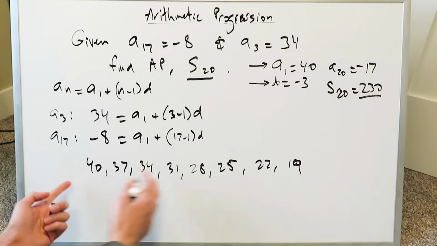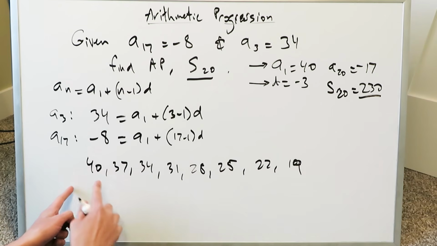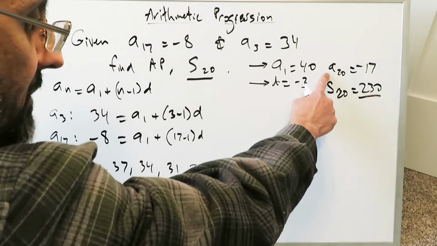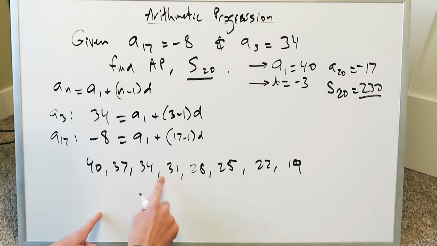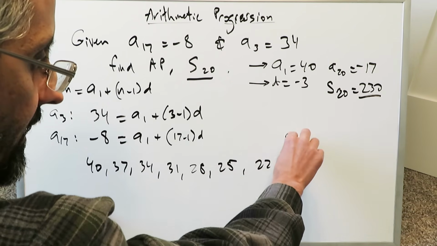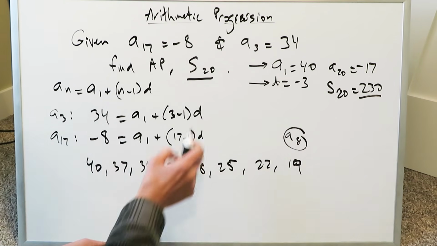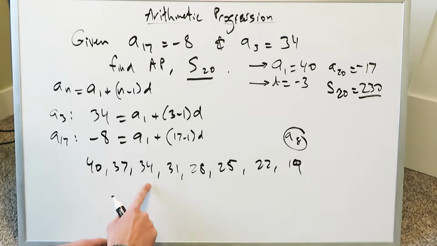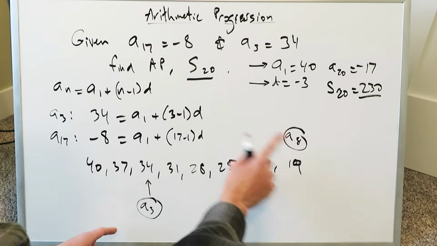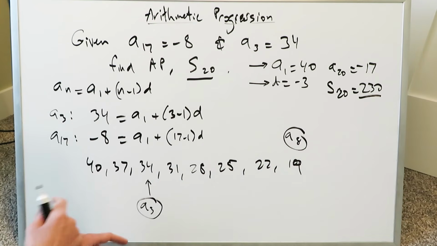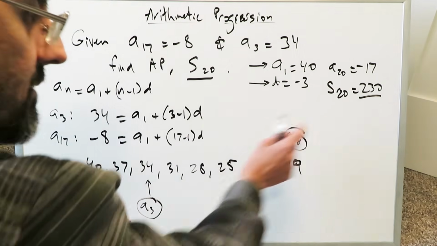Now look, this is what the series is looking like. If you went to the 20th term, you'd end up at minus 17. We're just at 1, 2, 3, 4, 5, 6, 7, 8. We're here at just the a8th term. Well, we also know the a3rd term was 34, which is right here, so we're good. If you went to the 17th term, it should be minus 8, and again the 20th term will be minus 17. If you were to add these up to the 20th term, you'll have 230.